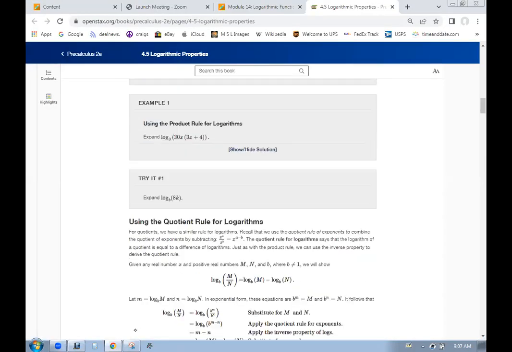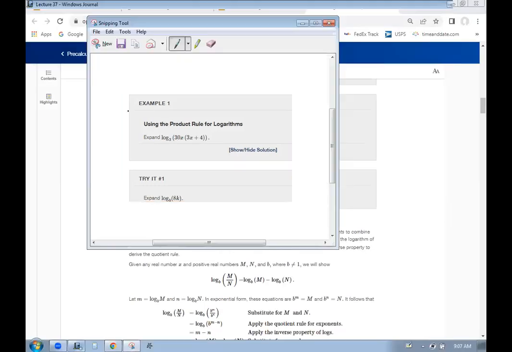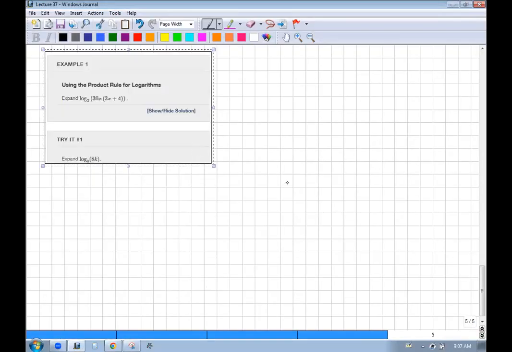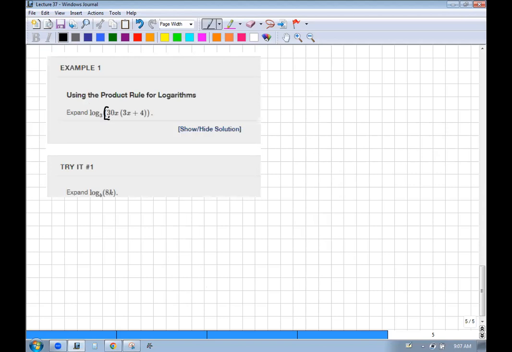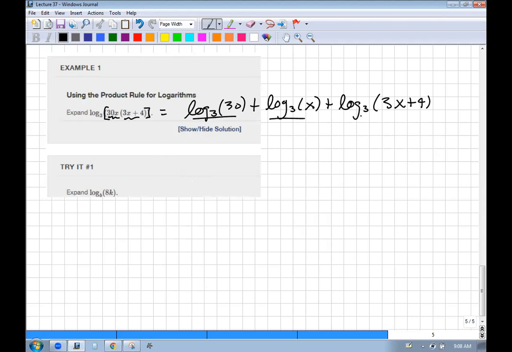First, let's do some quick examples here. So they just want us to expand. Well, this is all inside the log. You have three things multiplied together: a 30, an x, and a 3x plus 4. Those are the three things, so we can bust it up into three different logs. Here we have two things multiplied, an 8 and a k.